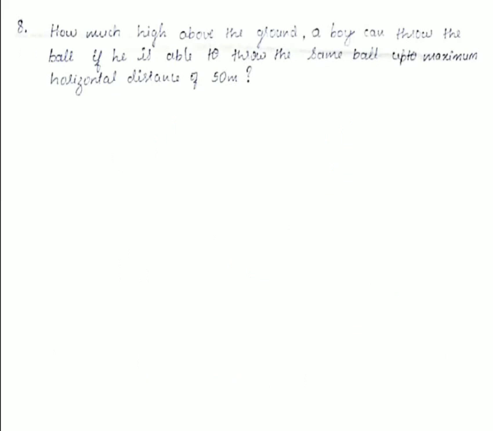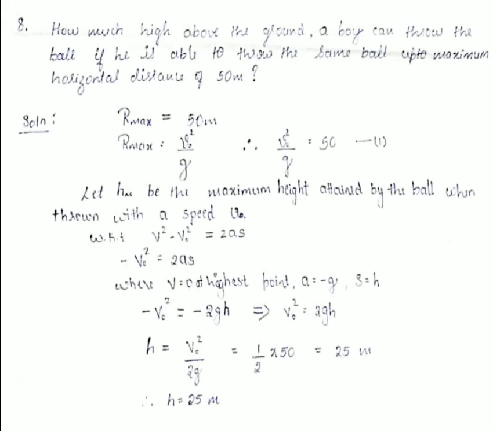how much high above the ground a boy can throw the ball if he is able to throw the same ball up to the maximum horizontal distance of 50 meter. Okay, so here the given thing, the maximum horizontal distance thrown by that person is 50 meter. Maximum range is what? 50 meter. And the formula is what? R maximum is equal to V naught square by G. So we can write the expression as V naught square by G as 50.